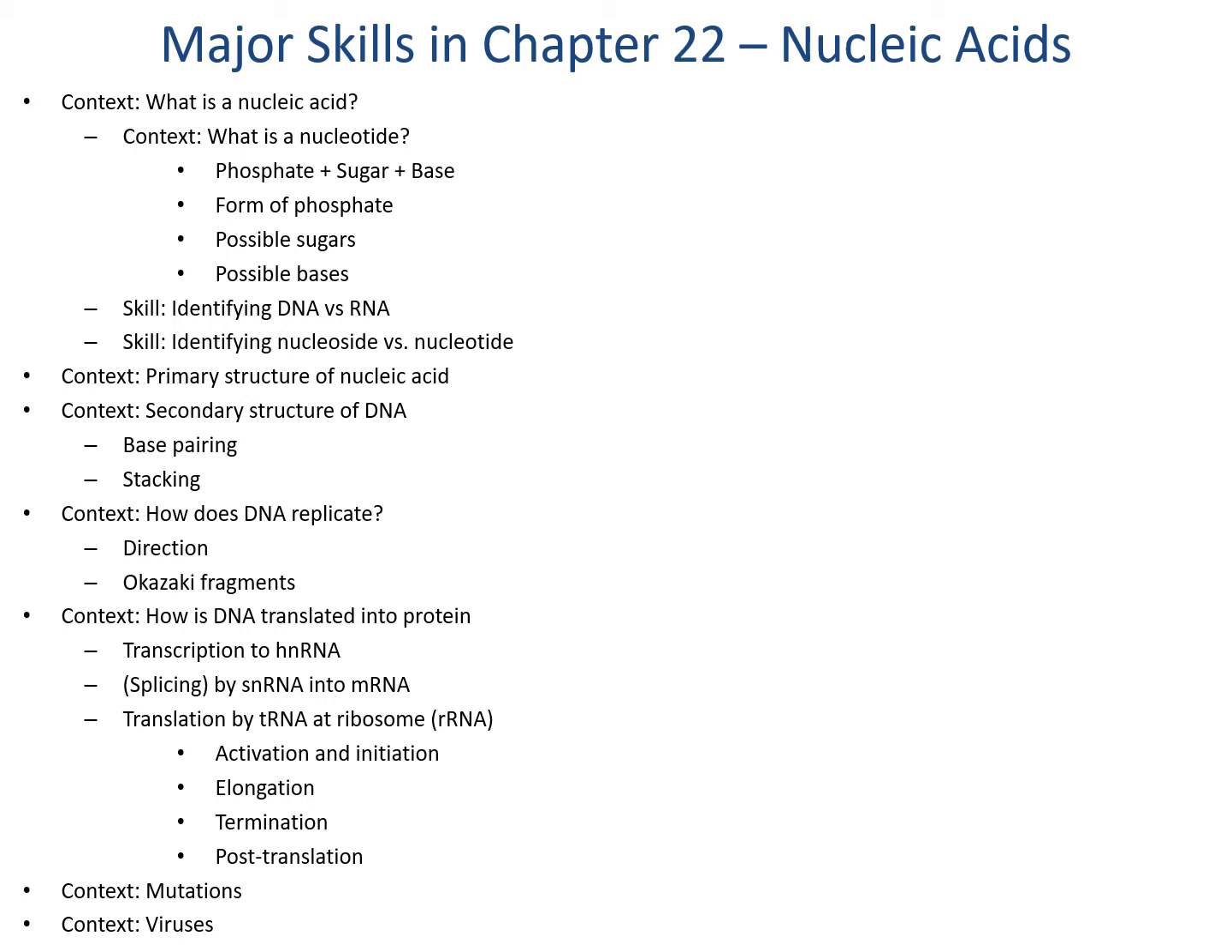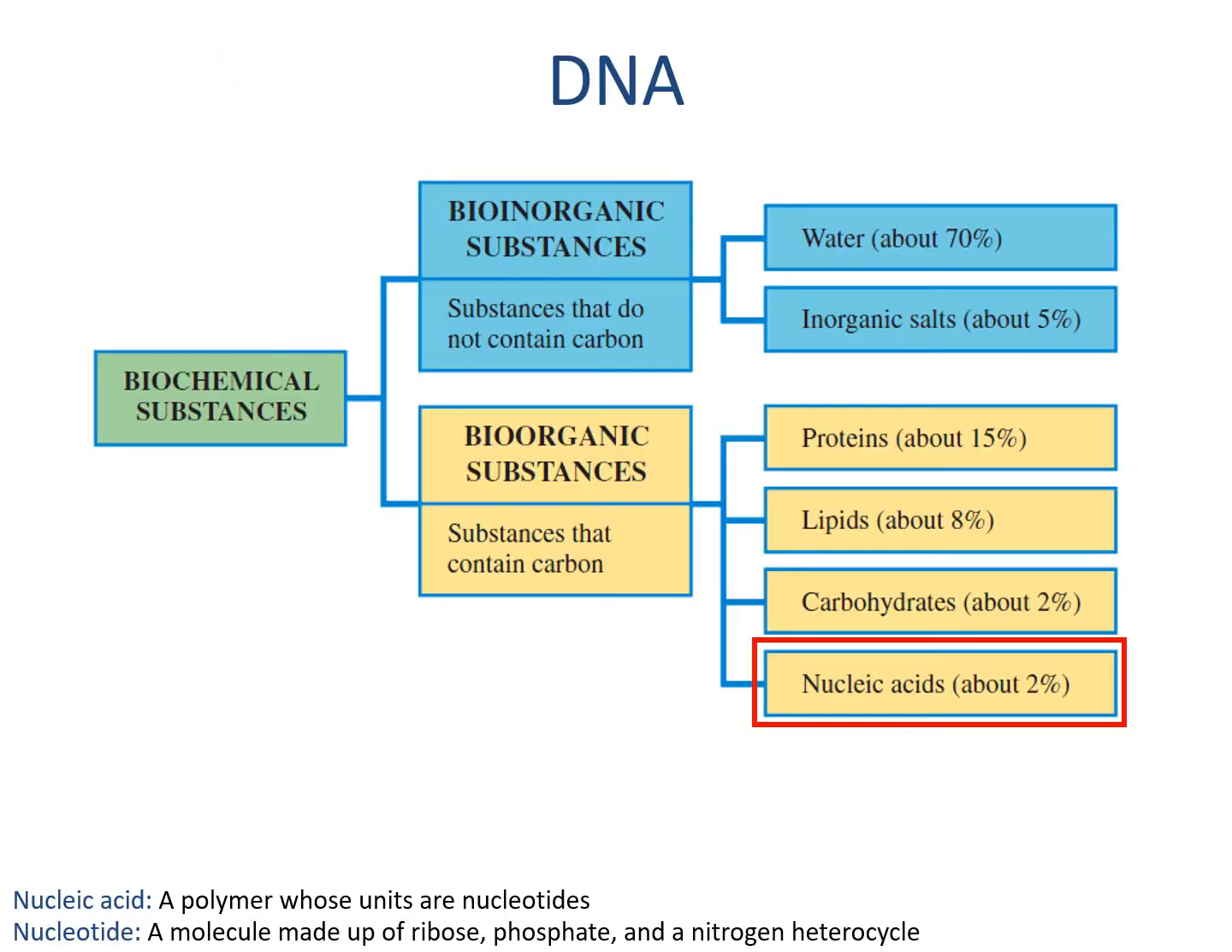In Chapter 22, we're talking about nucleic acids. We'll start out by talking about what makes a nucleic acid, and being able to identify the differences between DNA and RNA. We'll then move on to talking about primary and secondary structure in nucleic acids, and then we'll talk about how DNA is replicated and how DNA is eventually translated into protein. We'll also talk about things that can go wrong with DNA, like mutations and viruses.